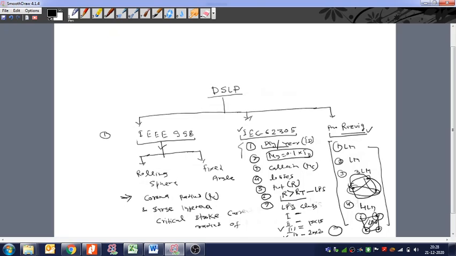And in the IEC 62305, based on the LPL, lightning protection level, or LPS class, this standard defines the lightning protection system.